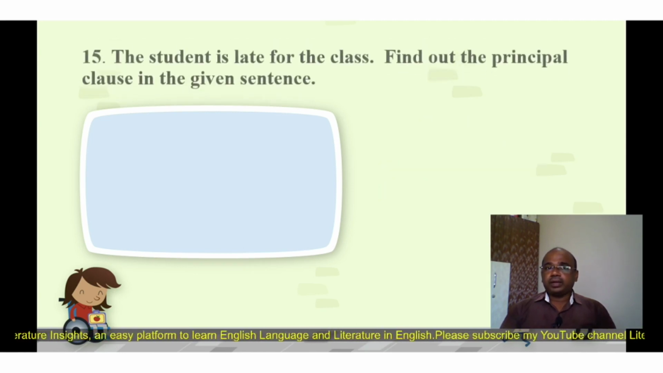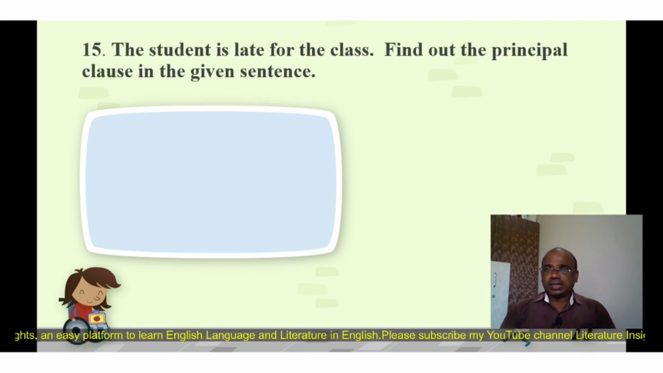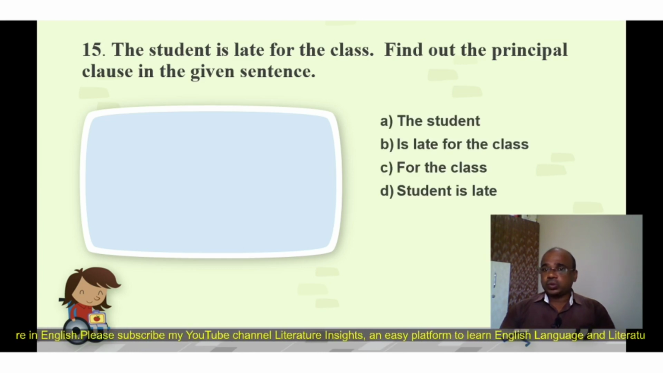Number 15. The student is late for the class. Find out the principal clause in the given sentence. So here is a sentence. The student is late for the class. You have to just identify the principal clause in the given sentence. Here are four options. A, the student. B, is late for the class. C, for the class. D, student is late. And the correct option is A, the student. So in this sentence we can find the student is main clause.